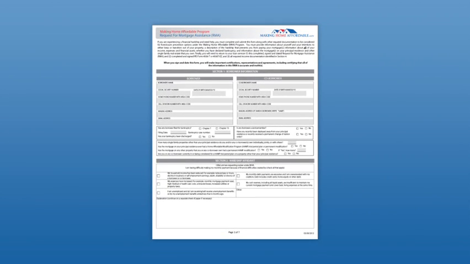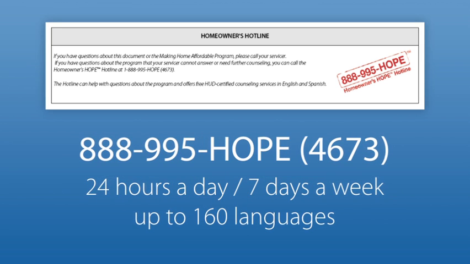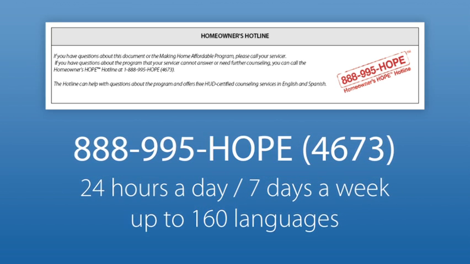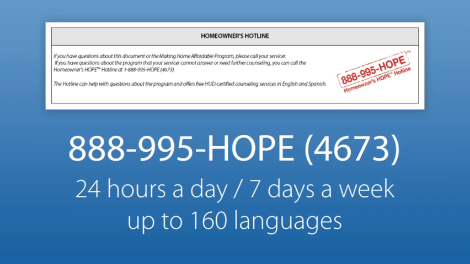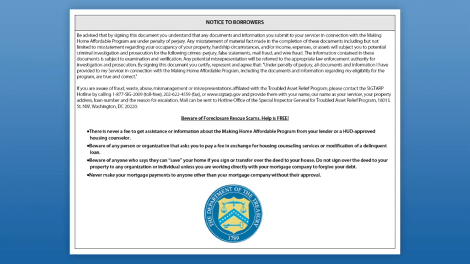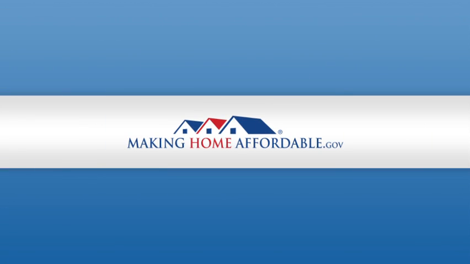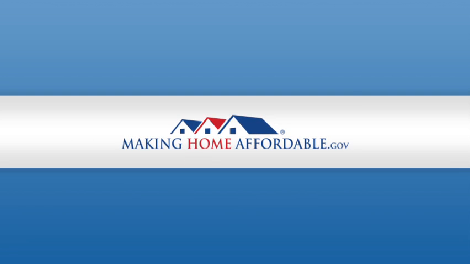Congratulations! You have now completed the Request for Mortgage Assistance form. On page 7, you will find additional information that we hope you find helpful. The Homeowners Hope Hotline, a free counseling resource that can help you with questions about MHA programs, a notice to borrowers, which you should read carefully, and important information about foreclosure rescue scams that you should be aware of. For more information, contact your mortgage company or visit makinghomeaffordable.gov.